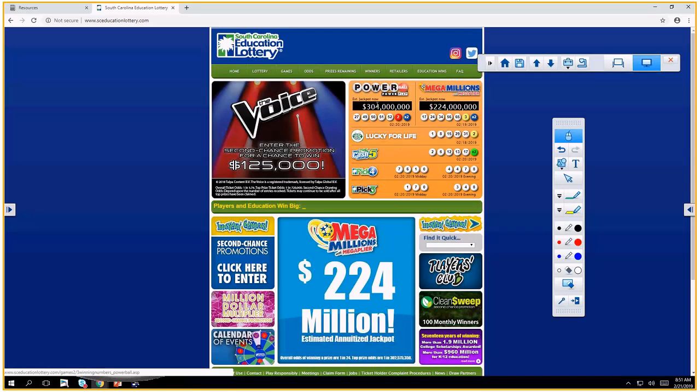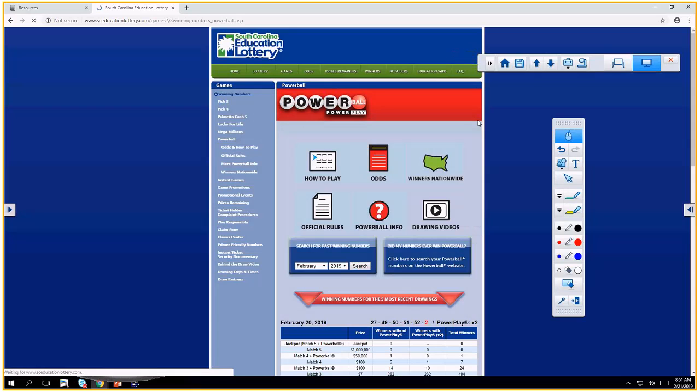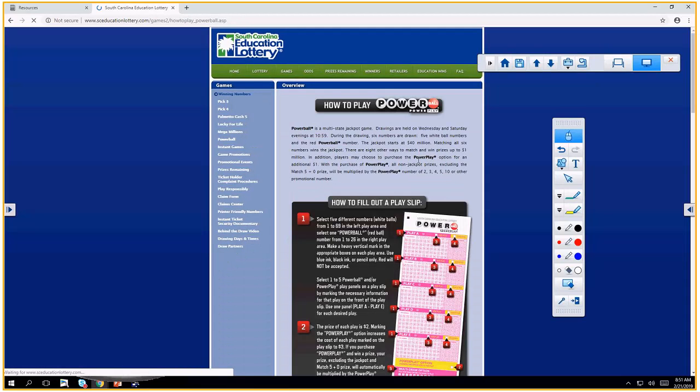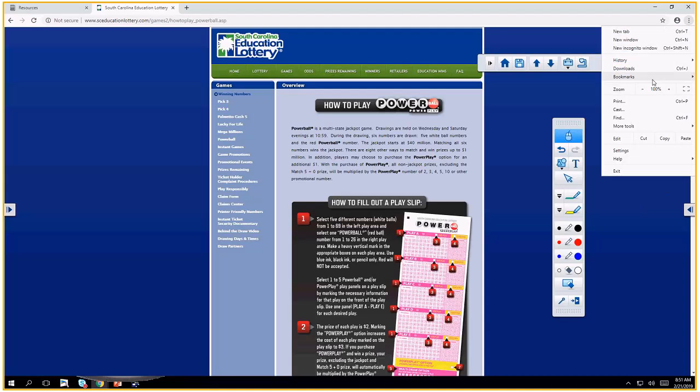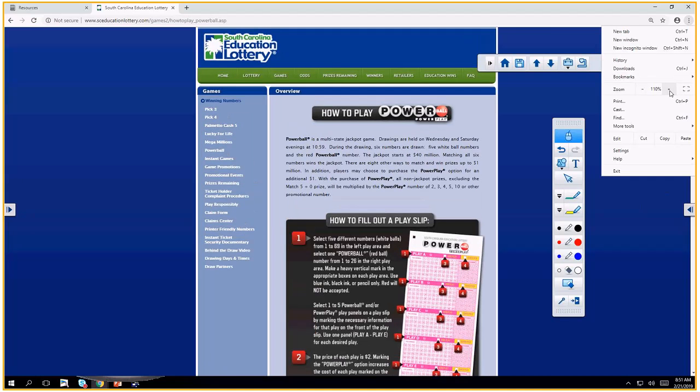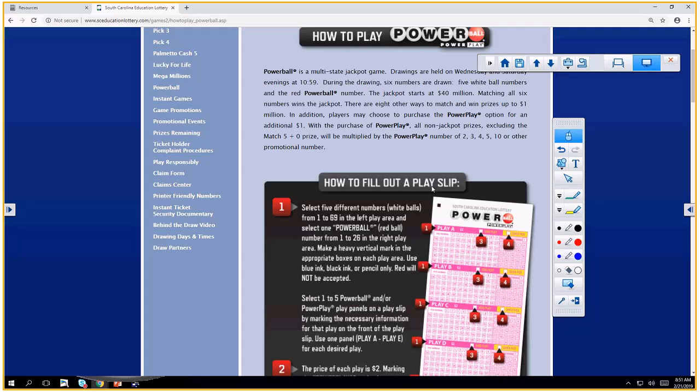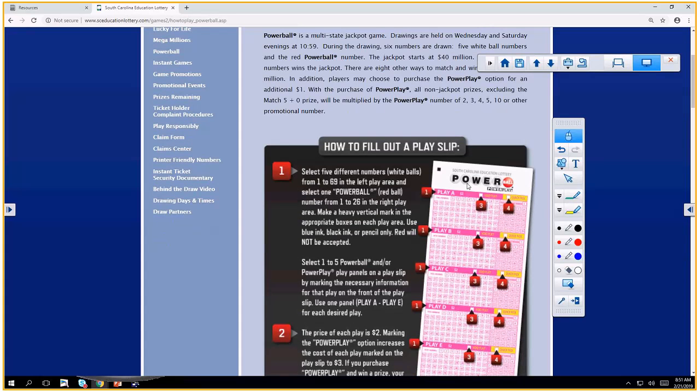So, let's go to the Powerball and how to play. I'm going to pull this up, and you are going to write it down, because this is a test question, and it is a standardized test question. Select 5 different numbers, blah, blah, blah. Write that first paragraph down. I'll blow it up even further.